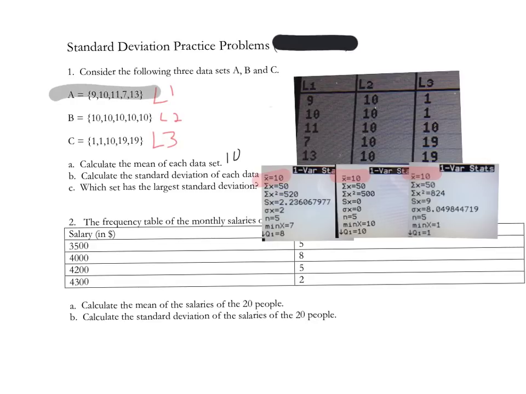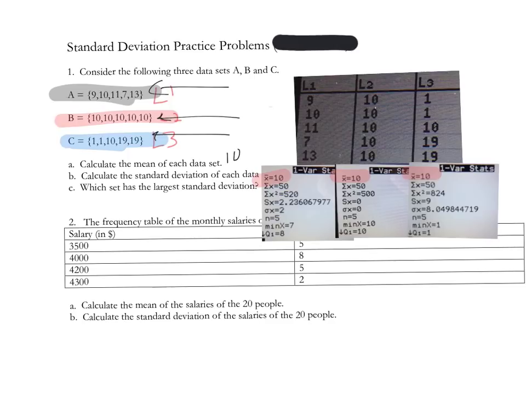Here we have 3 data sets with clearly very different pieces of information. The first, all the numbers are around the number 10. For the second, for B, all the data values are 10. And for letter C, you have a 10, but then you have numbers 1 and 19 far away from 10.